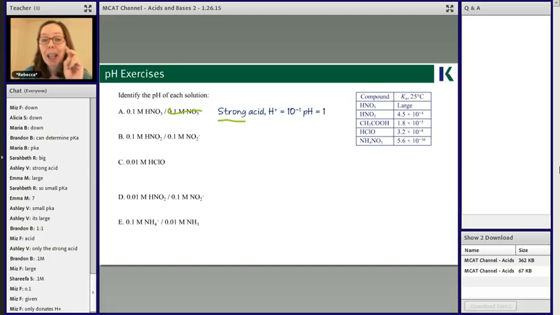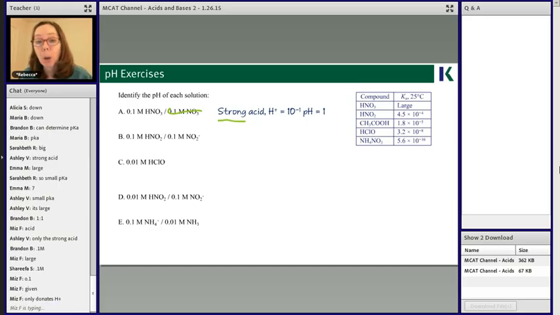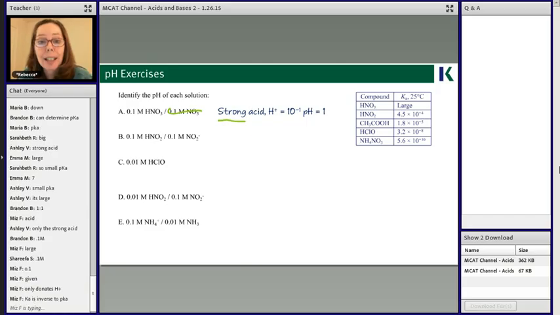Nitric acid, hydrochloric acid, sulfuric acid. There's a few others, hypochloric, hydrobromic, hydroiodic. You do need to know your list of them because the great thing is if you know your strong acids, any other acid has to be a weak acid. It's actually kind of cool.